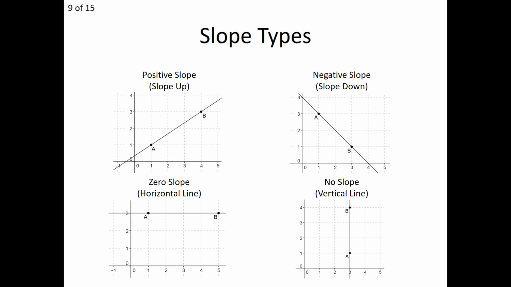A negative slope, as we visualize this in a coordinate plane, is as we again read it from left to right, we see it moving down. So we've got this slope down form when we look at negative slope.